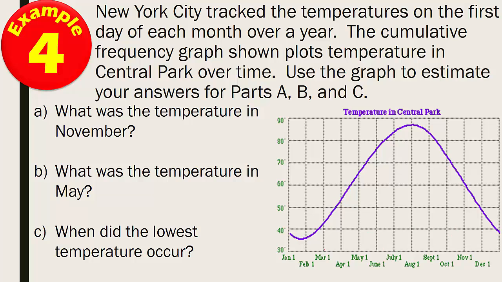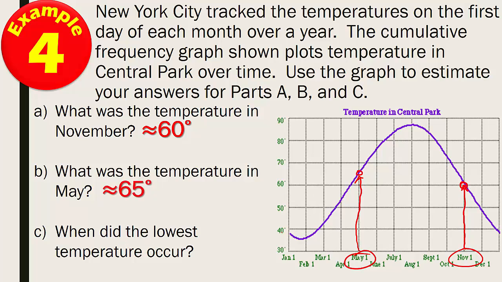So we go along the line here. There's November right here. Go up to here. And this is our point here. So we can look over to the side and we see that it's 60 degrees. But it's just an estimation, so we're going to say about 60 degrees. Temperature in May, do the same thing. Go to May. Go up. So we're in between 60 and 70, so we can say about 65 degrees.